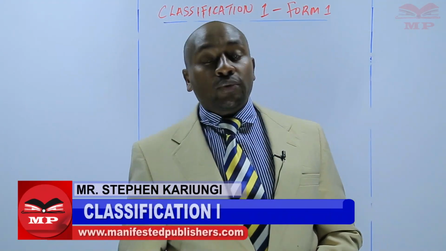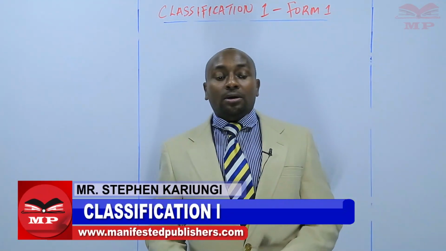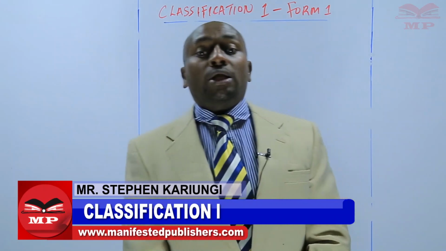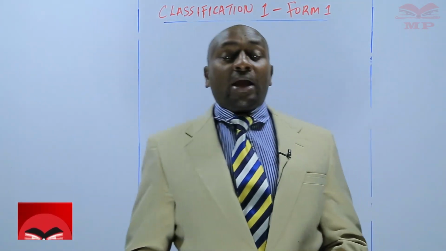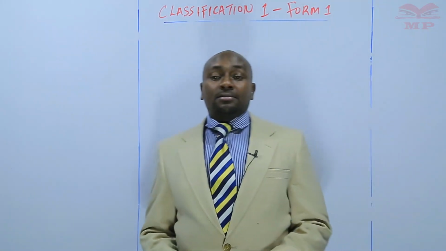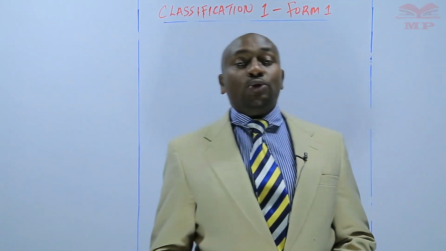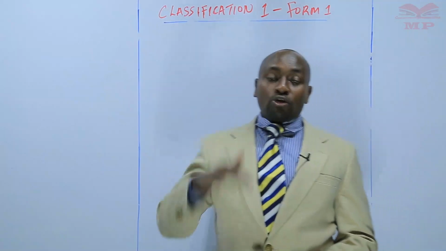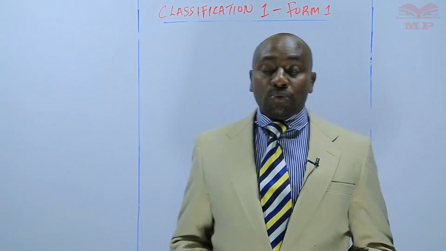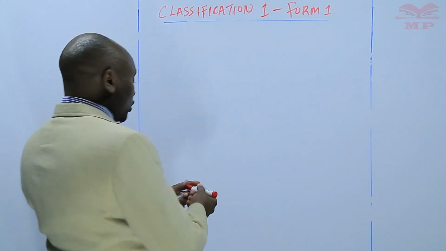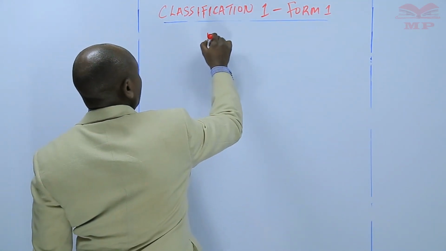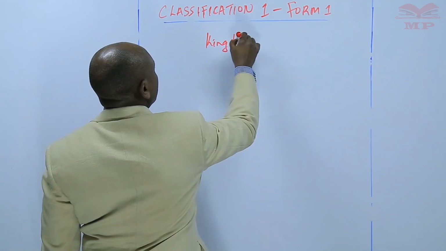Today we continue with our study of classification. During the last lesson, we discussed the taxonomic units, whereby we saw the hierarchy of the taxonomic units, starting from the kingdom all the way up to species. So I want us to get into more details and look at what a kingdom is.